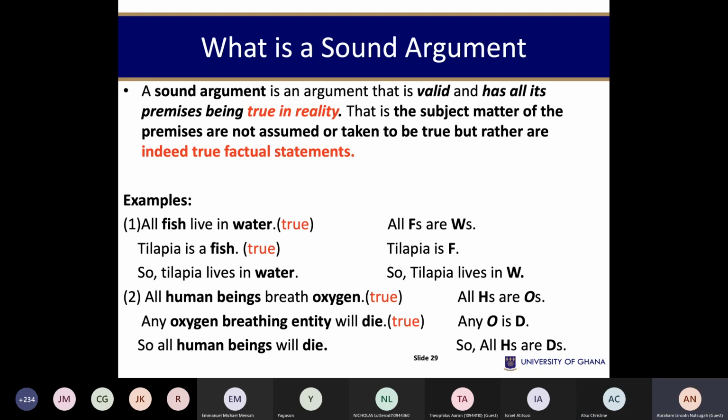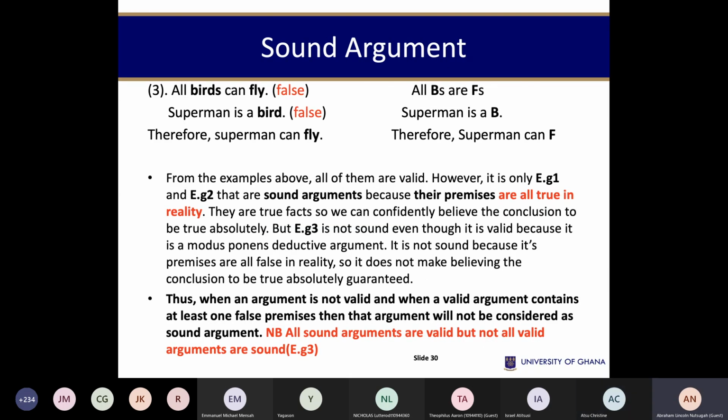Deductive arguments, valid arguments. Let me look at this example here. The third one, all birds can fly. Is it the case that all birds can fly? It is false. Not all birds are able to fly. So this is false. Superman is a bird. This is also false. Therefore, Superman can fly. This argument is valid, yet it is not sound, because the premises are not true in real life, but it is a valid deductive argument.